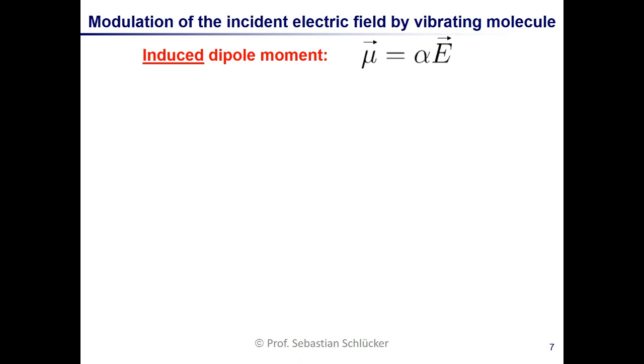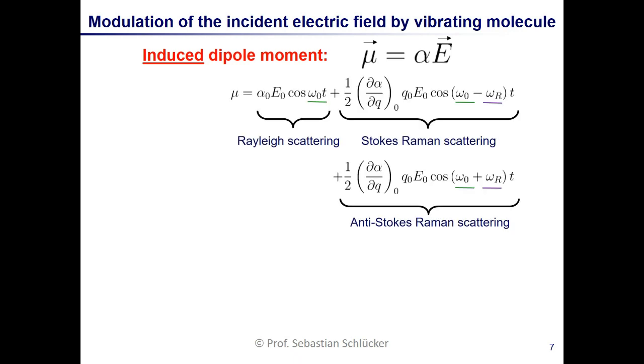So the induced dipole moment is given by alpha times E. If you take a plane wave approximation for the electric field, then you end up with three dipole terms, each oscillating at different frequencies. The first one is oscillating at omega 0. This is Rayleigh scattering. That's the scattering which has the same frequency, the same wavelength as the incident radiation. That contains not so much chemical information and therefore is not that interesting to us.